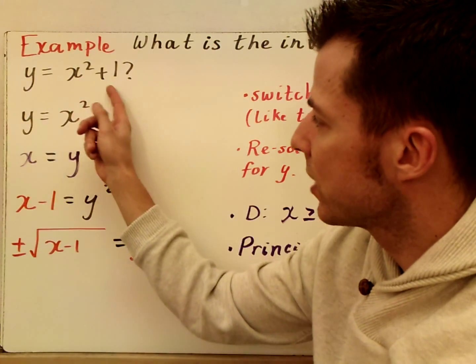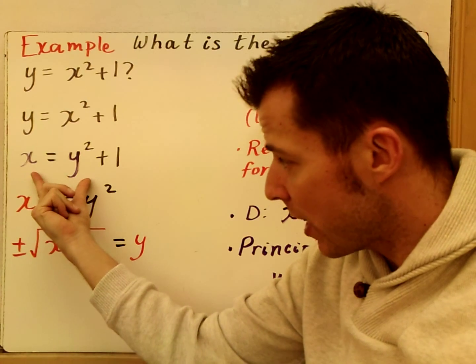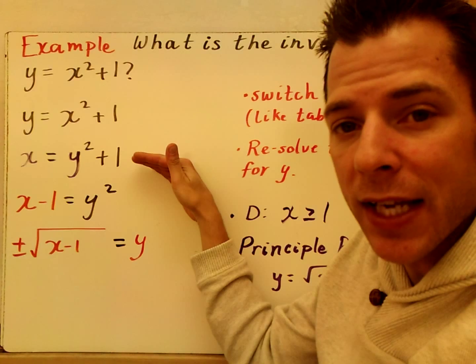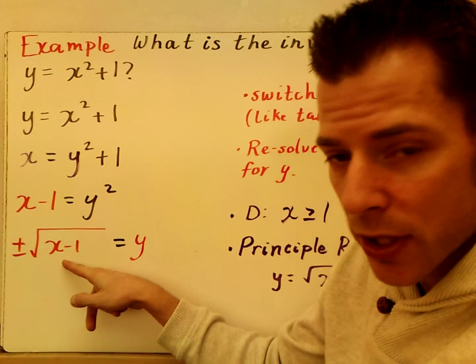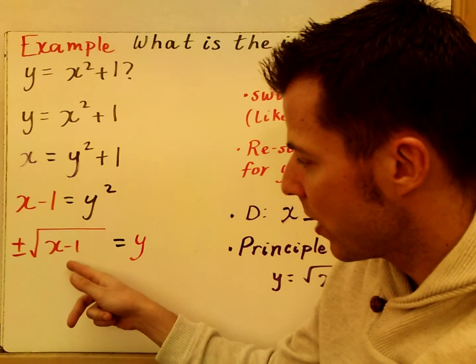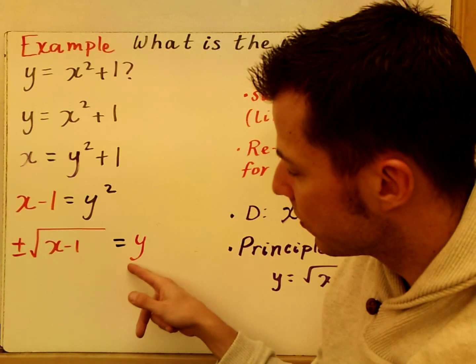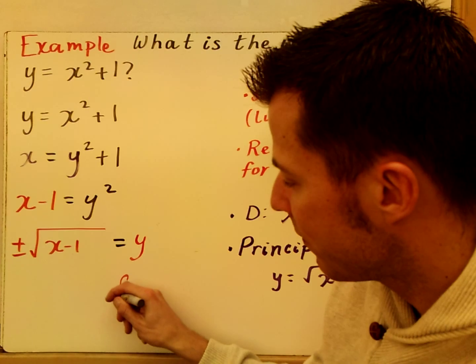So y equals x squared plus 1, I just rewrote my equation. First step, like the table, switch your x and y values. And then you have to resolve the equation for y, so it really becomes a literal equation. So I subtract 1 from both sides, and then I take the square root. You always get plus or minus the square root. So plus or minus the square root of x minus 1 is equal to y. So that's my inverse. Instead of writing y, you could say f inverse here.